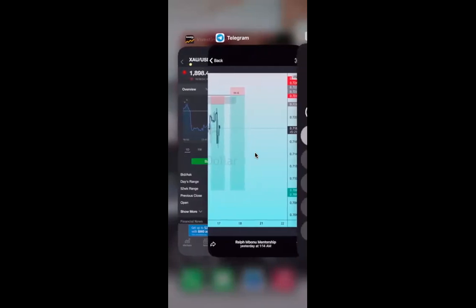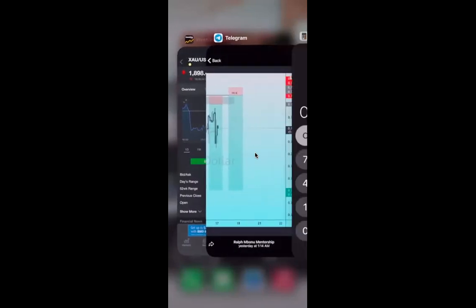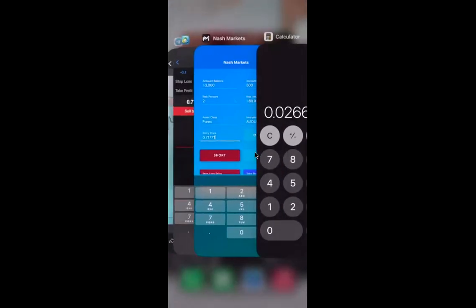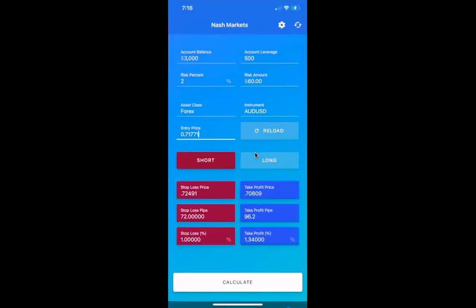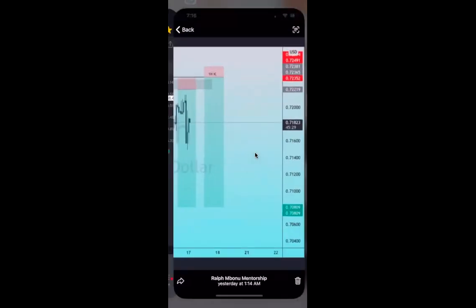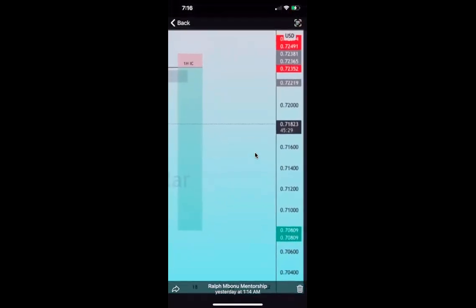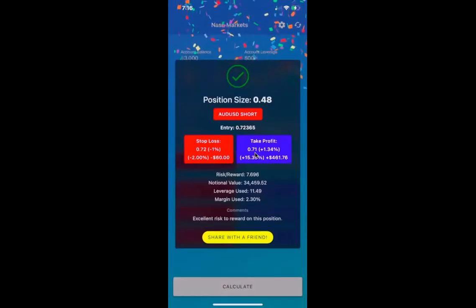So for example, if I go here, you see the entry was about 72,365. So we can put it at that and adjust it right here. Make sure everybody sees this, the third one up there. And now calculate once again. Because we now know we have good risk to reward, a 7-to-1 risk to reward. It says it right there.